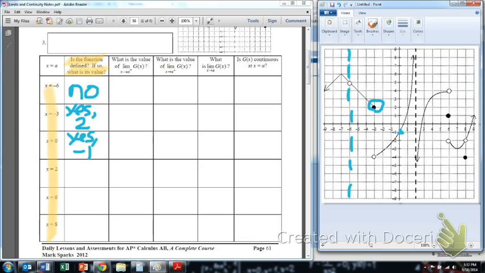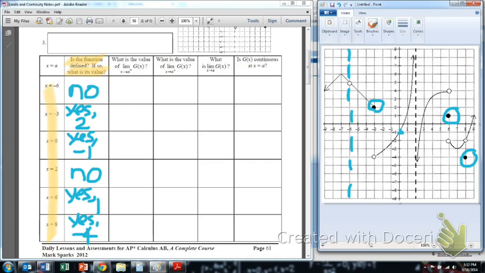At 2, it's not defined. There's an asymptote at 2. At 6, it's defined. There is a closed dot, and the value of the closed dot is 1. And at 8, it's defined. There's a closed dot at 8. The value is -4.